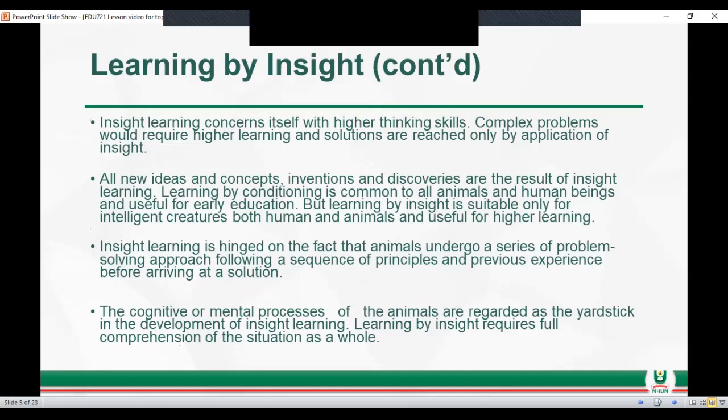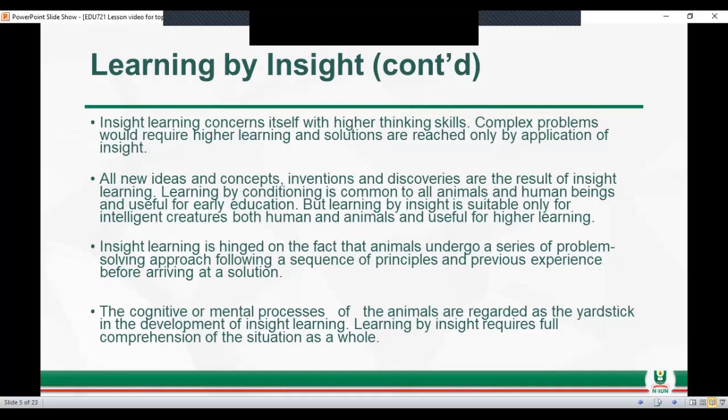Yeah, these are some of the facts about learning by insight. Insight learning concerns itself with higher thinking skills. They don't believe in the connections between the stimulus and the response. This theory is in contrast with the behaviorist learning, which places emphasis on the formation of stimulus response connections or the use of conditioning to change behavior.